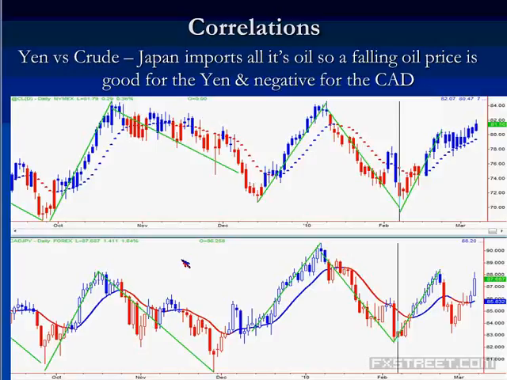Now you should see in front of you, I think it's just popped up, what we've got at the top is a chart of crude. It's a standard crude contract. And then directly underneath it, what do we have? We have a chart of the CAD JPY. Okay, CAD JPY. And let's just follow this through.